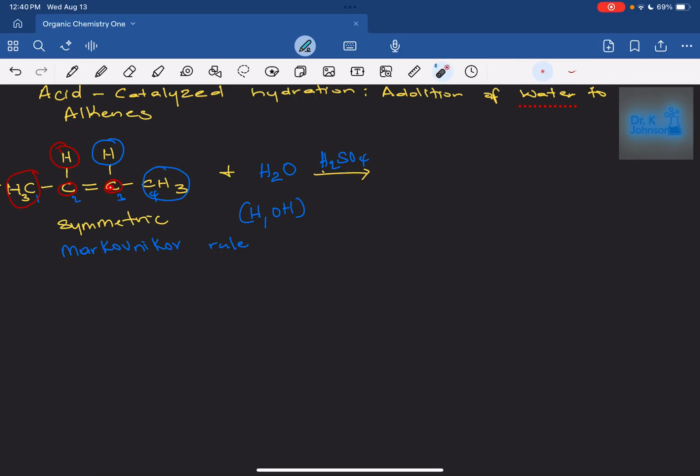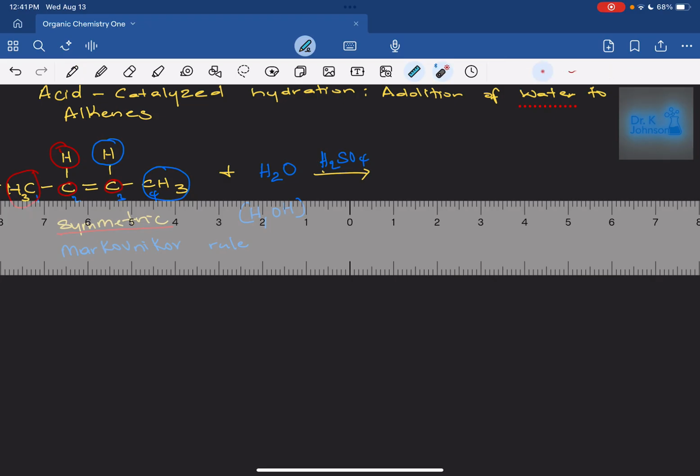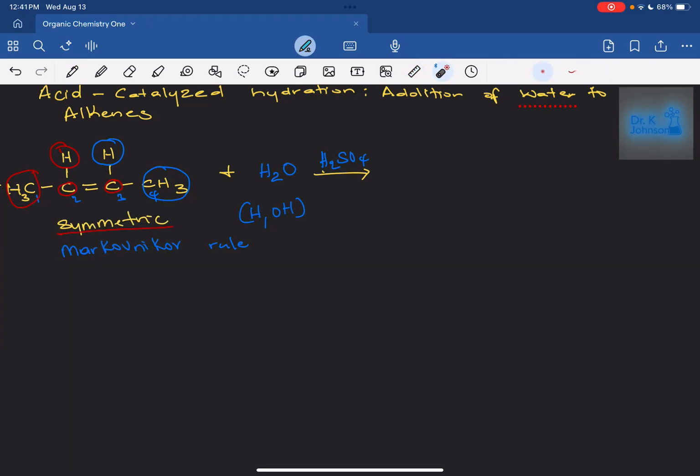So on each carbon of the carbon-carbon double bond, I have the same thing bonded. When I say carbons of the carbon-carbon double bond, I'm talking about the two carbons that share the double bond. Carbon 3 has a hydrogen and a CH3. The other carbon that shares the double bond is carbon 2. It also has a hydrogen and CH3. So this is what we call a symmetric alkene. It's an alkene in which the carbons of the carbon-carbon double bond have the same two groups. I have a hydrogen and CH3 on carbon 3, and I also have a hydrogen and CH3 on carbon 2. So this makes it symmetric.